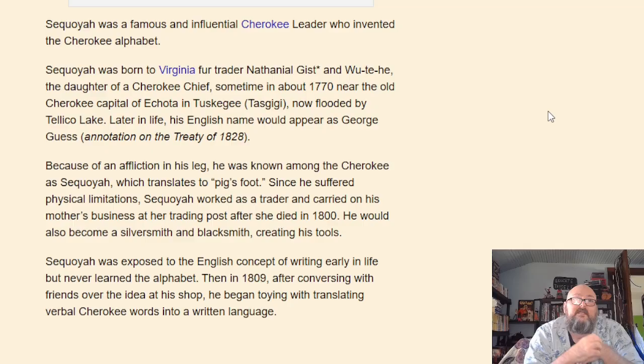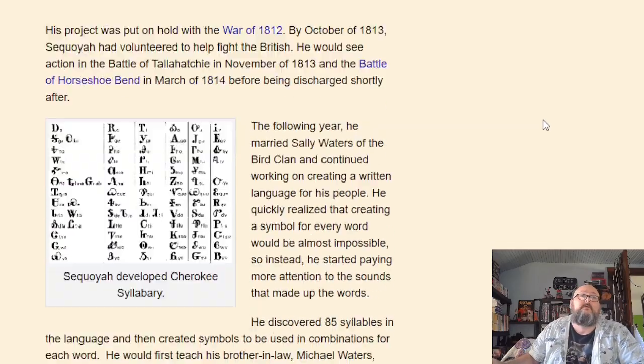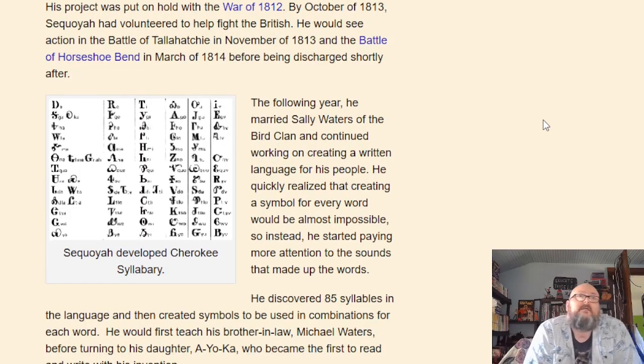Then in 1809, after conversing with his friends over the idea at his shop, he began toying with translating verbal Cherokee words into a written language. His project was put on hold with the War of 1812, but by October of 1813 he had volunteered to help fight the British. He would see action in the Battle of Tallahatchie in November of 1813 and Battle of Horseshoe Bend in March of 1814, before being discharged shortly after.